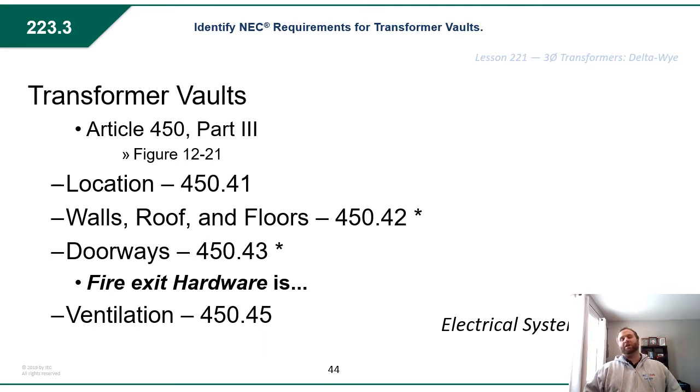Doorways, fire exit hardware, talking about that specifically. Doorways for transformer vaults are mandatory to have fire exit hardware. This used to be called panic hardware, but now it's called fire exit hardware, installed so that if there's an emergency, you're able to get out of that transformer vault in a hurry. It acts as a push bar to open the door for you. Again, these doorways are designed so they have to be swinging away from the transformer vault, not into the transformer vault. You should never have to pull a door into a transformer vault to leave. It's always push to get out.